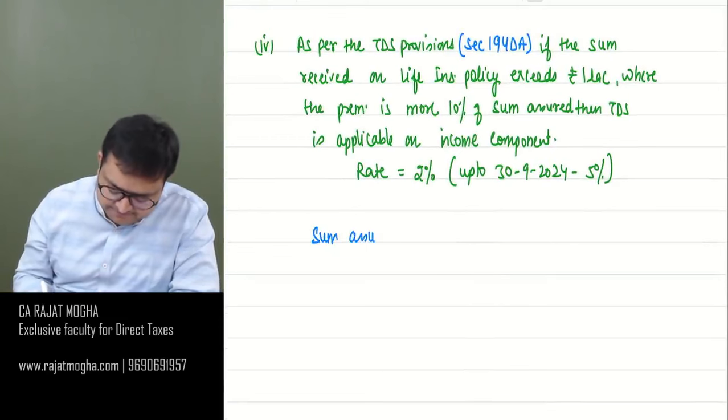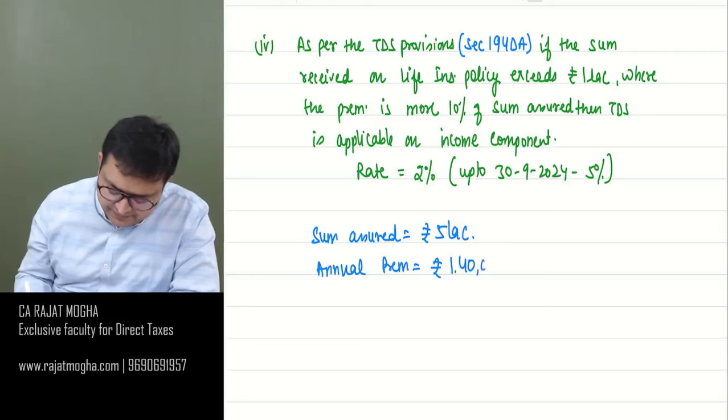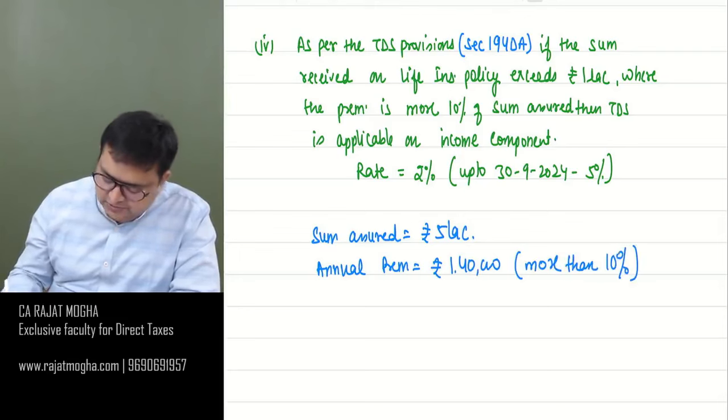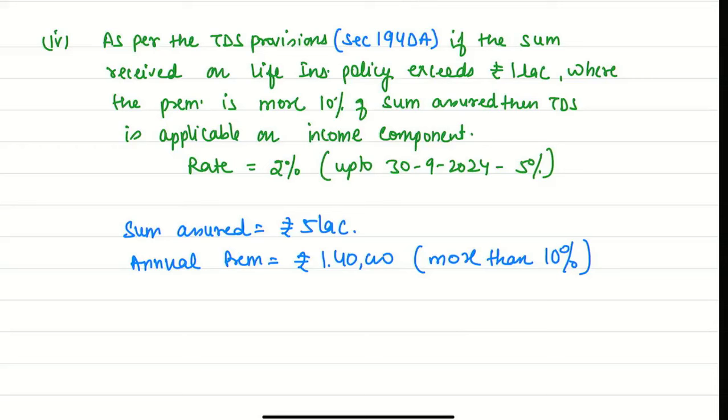Sum assured rupees 5 lakh. Annual premium rupees 1 lakh 40, which is more than 10%. So now you understood it's a high premium policy. It is more than 10%.